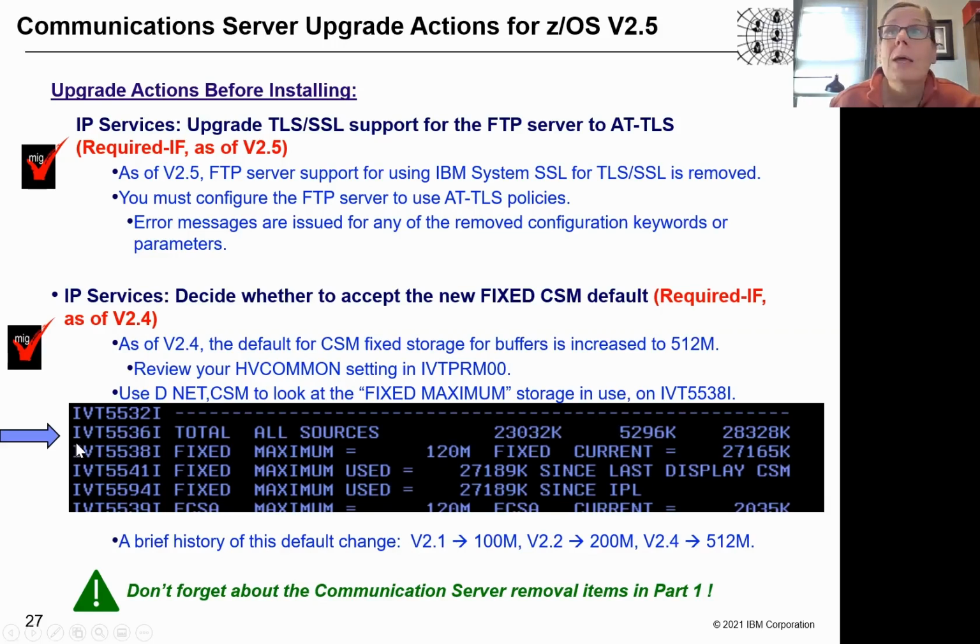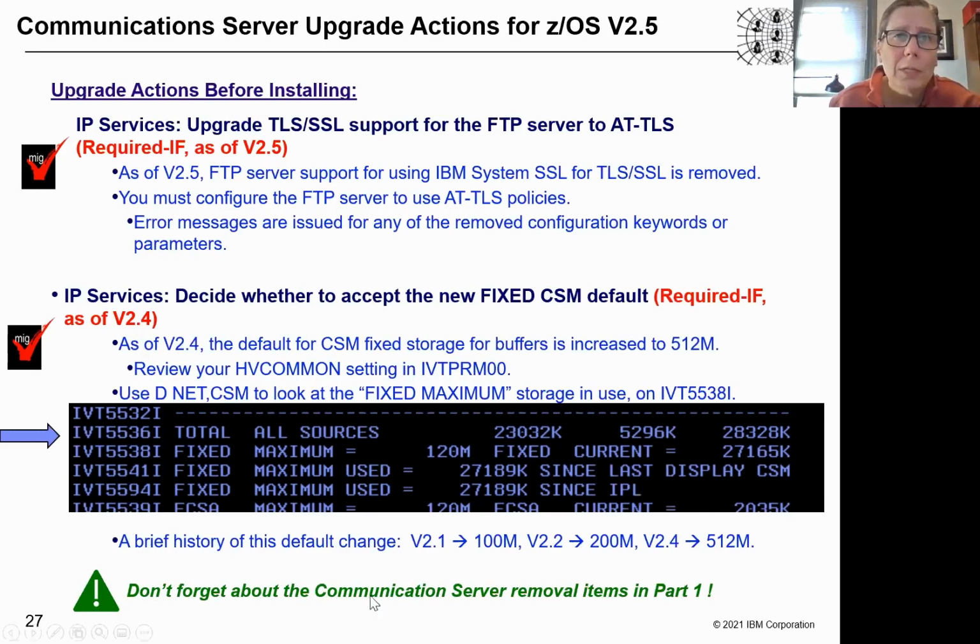Look at the message IVT5538I right there, and you can see what you've got for maximum and what your fixed current value is. And keep an eye on that as well. So I'm sure your networking folks know about this change. You can use the health check to identify if you're not using at least the default minimum.